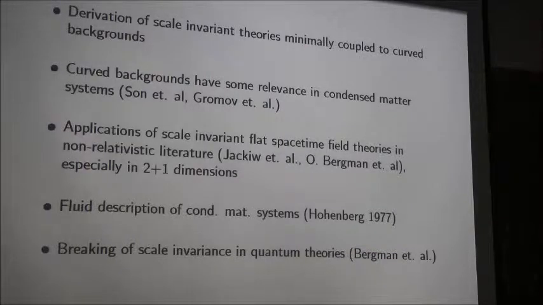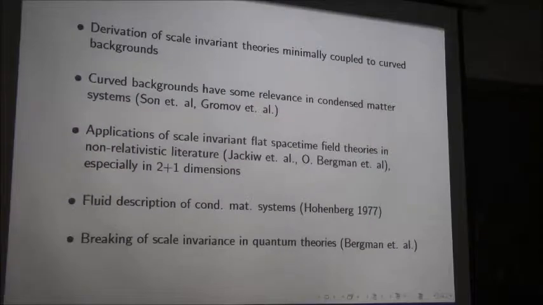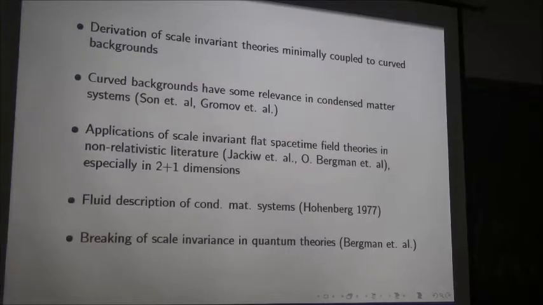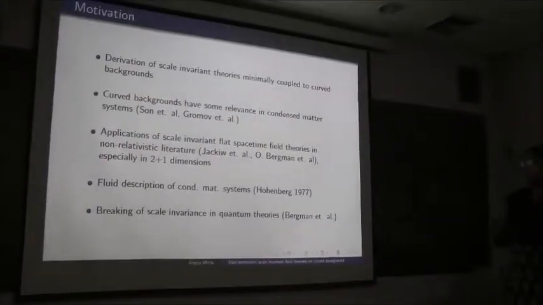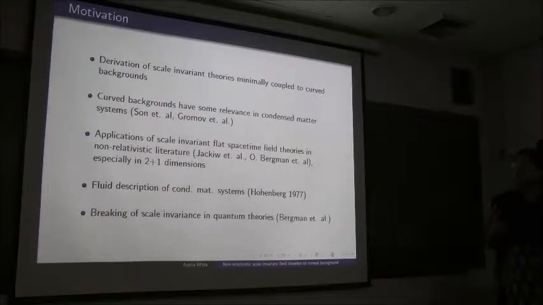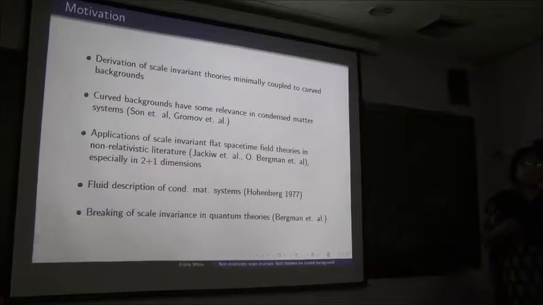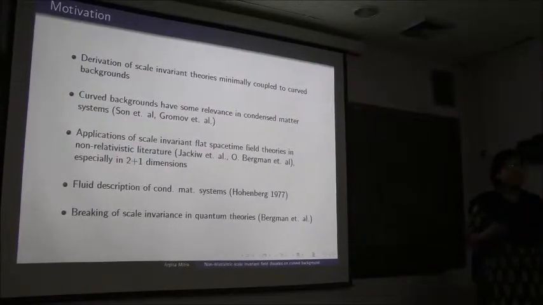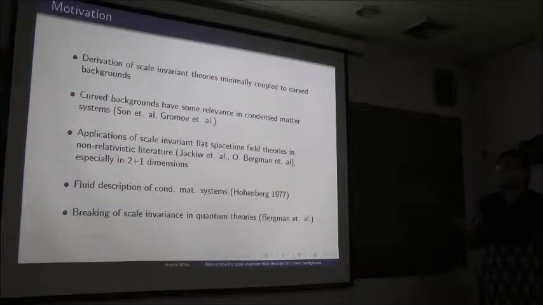Curved backgrounds in this case have some relevance in condensed matter systems, which was emphasized in 2006 by Son and Wingate. They analyzed trapped gas and unitary systems using this curved background analysis. Scale invariant field theories also have many applications in the non-relativistic literature, which was discussed by Jackiw et al. and Bergman, especially in 2+1 dimensions, where scale invariant flat spacetime theories help to describe the Aharonov-Bohm effect, trapped gas, and the fractional quantum Hall effect, which is elaborately discussed in Fradkin's book on condensed matter field theories.